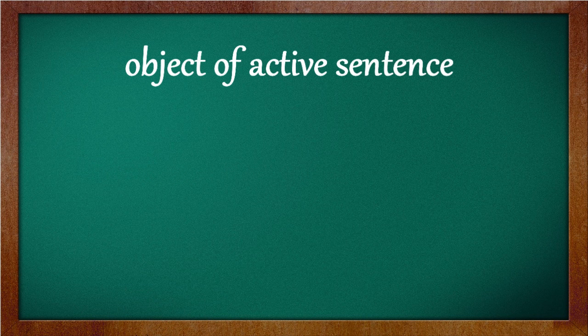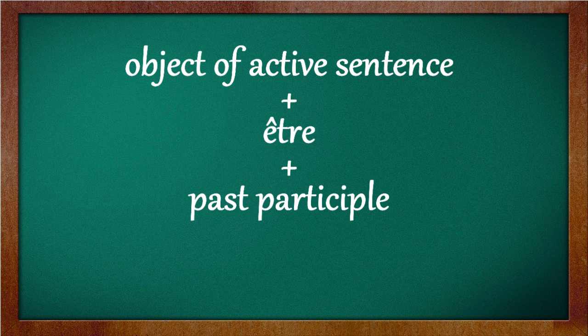So how do we construct the passive in French? The basic template is as follows. First comes the object of the active sentence, then a conjugated form of être, then the past participle of the action, and if we really want to, we can put the agent on the end.